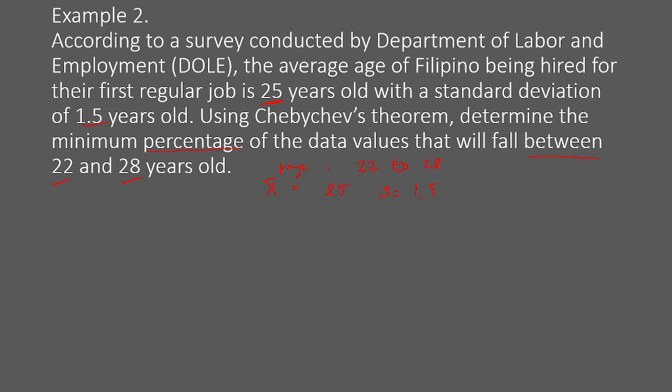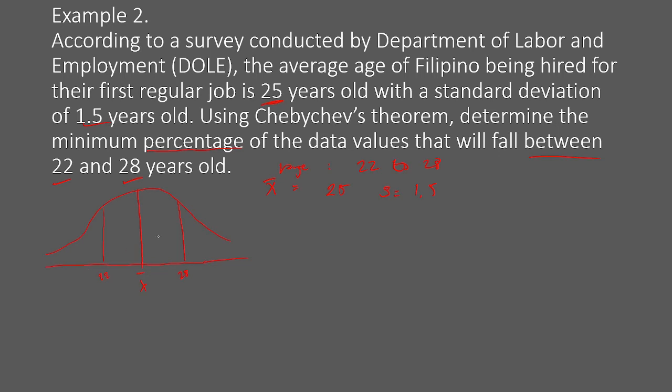What we can do actually here, class, ay i-plot natin muna yung ating values. Wherein, doon sa plotting ng values, since wala naman siyang sinabi kung ano yung tsura ng distribution natin, i-assume na lang natin na medyo bell-shaped siya. Okay? And we have here a mean, which is actually 25. Okay? So, ang gusto daw nating makita, class, ay yung range mula roon sa 22, which is somewhere here, and 28.